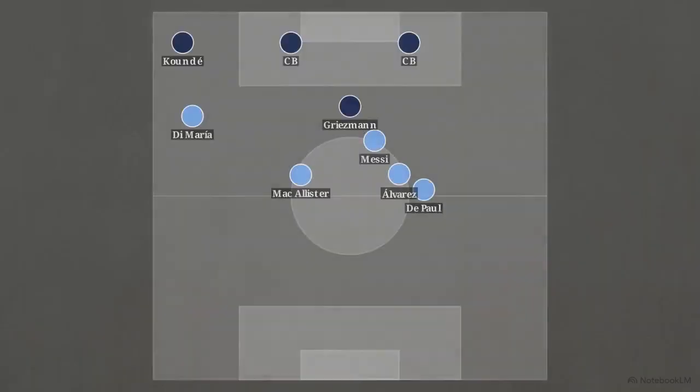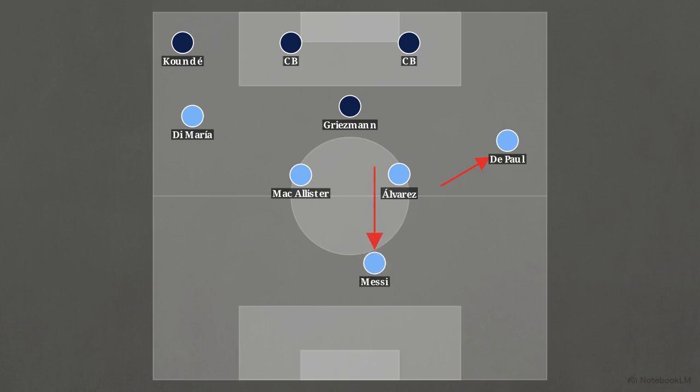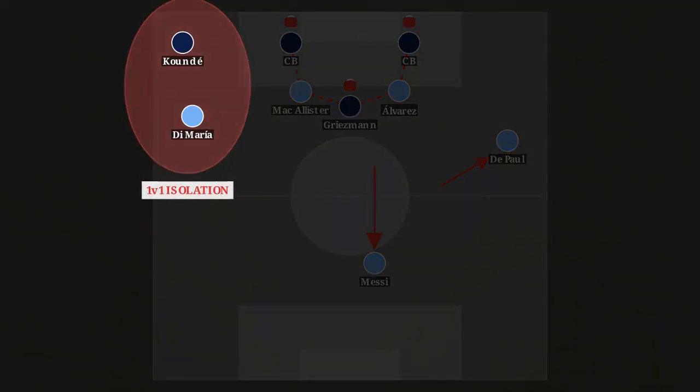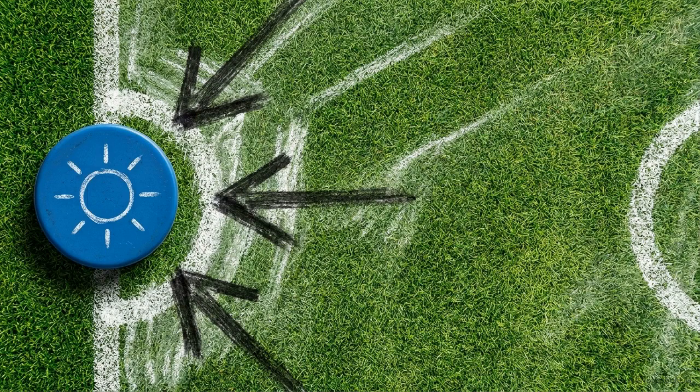This diagram shows the mechanics of the overload. De Paul drifted extremely wide to the right, allowing Messi to drop deep into central pockets. Simultaneously, Mac Allister and Alvarez pinned Griezmann and both French center-backs centrally. The intended outcome is clear on the left flank. Jules Koundé was left completely stranded, stripped of his defensive support. Argentina capitalized on Ousmane Dembélé's defensive positioning to execute rapid switches of play into this isolated zone.